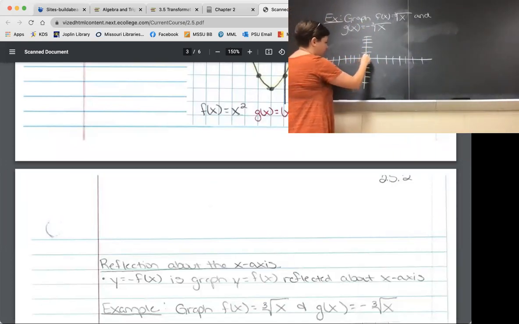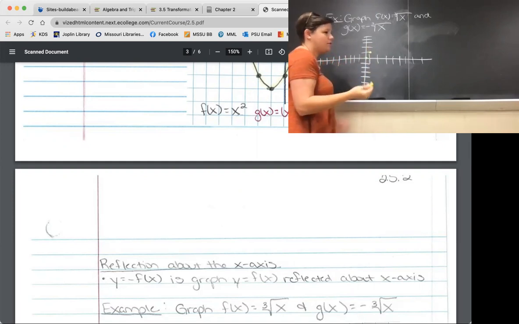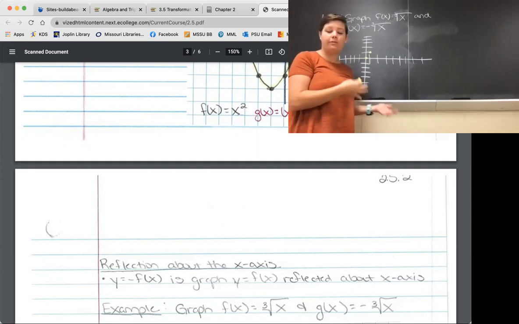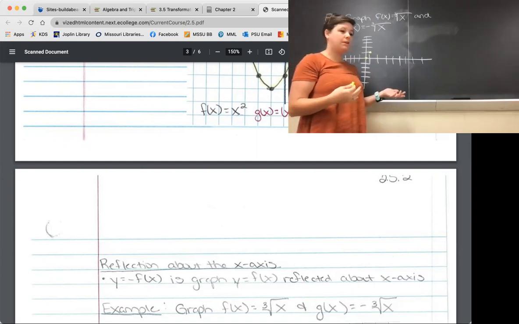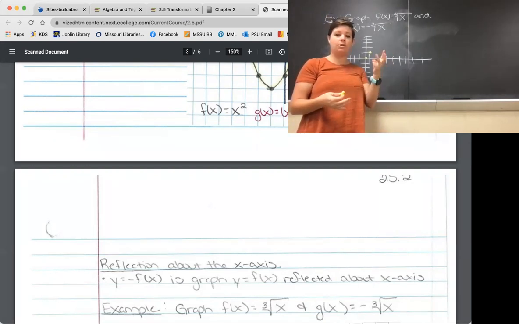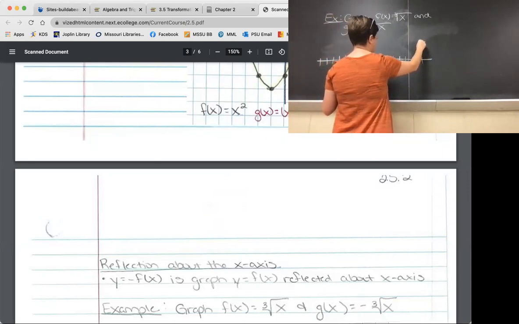So I say, well, the cube root of 0 is 0. The cube root of 1 is 1. This is where you have to think about what we take cube roots of. We take cube roots of perfect cubes. So the next perfect cube is 8. 8 is 2 times 2 times 2. So I go out to 8 and I go up to 2.